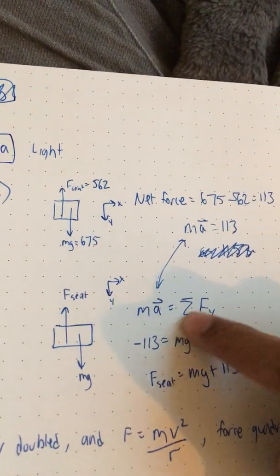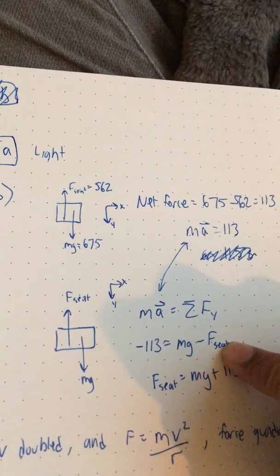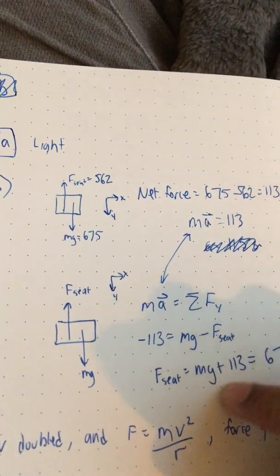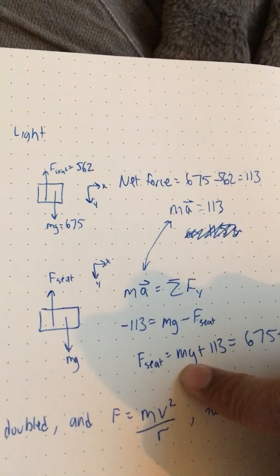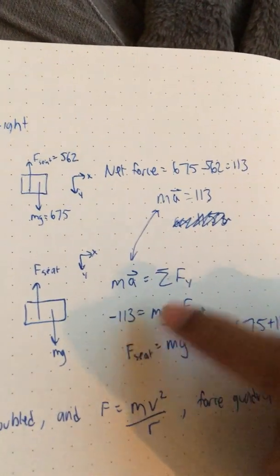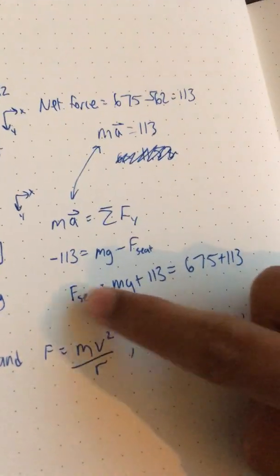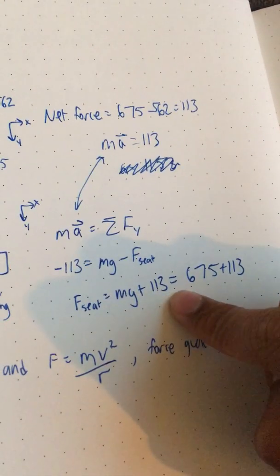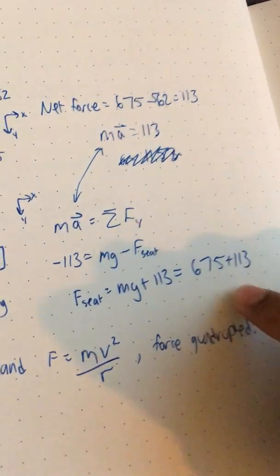And then the net force is just the mass times gravity minus the force of the seat. They gave us the mass times gravity at 675. The force of the seat we put over here, and we put the 113 over here. So the total force of the seat is mg plus 113, 675 plus 113. That's your answer.